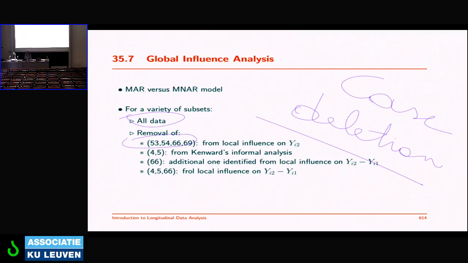And where do they come from? Well, they're the ones that come out of a local influence when psi2 is associated with y2. In the original formulation, we can look at 4 and 5 based on Kenworth's views indeed. 66 is the one that came out of the previous analysis and was not with 4 and 5, and then we can look at those three together.